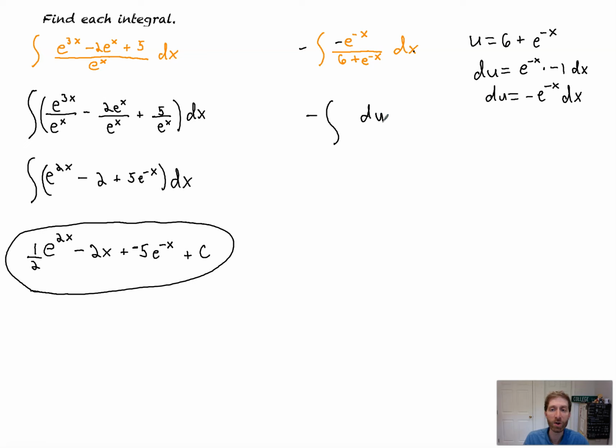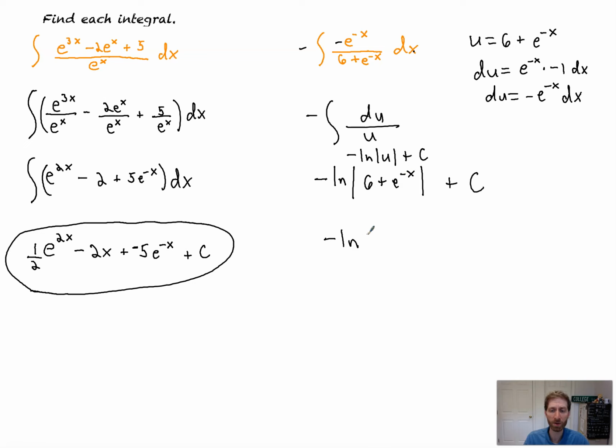So now I have du over u. Ooh, 1 over u, that's the ln. So that's going to be minus ln of the absolute value of 6 plus e to the minus x. And you might be wondering, wait, 6 plus e to the minus x, where did I get that from? It's minus ln of the absolute value of u. Now, if you got one of those teachers that's like, only use the absolute value where necessary, e to the minus x is always positive.